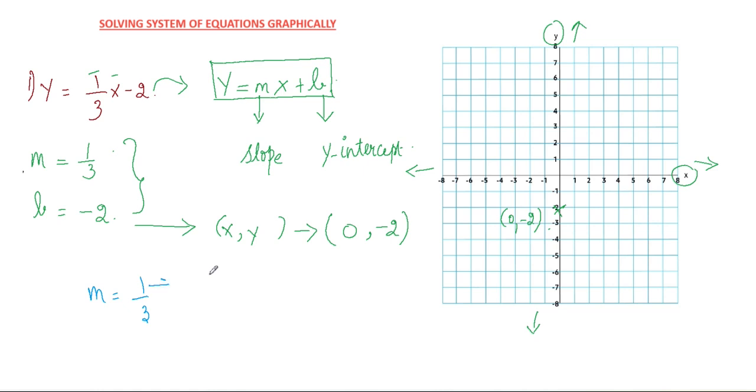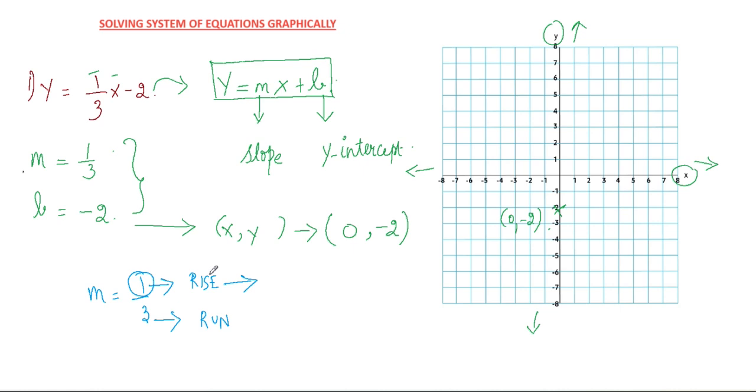Here, any value which is present in the numerator, you call it the rise. And any value which is present in the denominator, you call it the run. So with the help of this rise and run, you can locate another point in the graph. Okay. Now let's look into the rise concept. So the value of rise is 1.